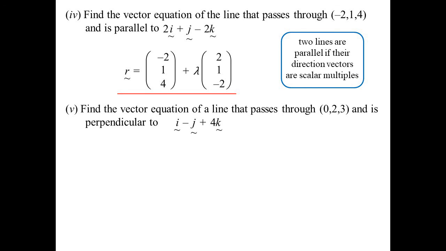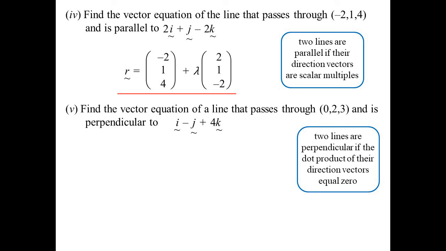What about if they're perpendicular rather than parallel? This one takes a little bit more work, but we remember 2 lines are perpendicular if their dot product is 0. So I'm going to call the direction vector I'm looking for (A, B, C). It's not as easy as simply taking the negative inverse like we do in 2 dimensions. So this dot product has to equal 0, so A - B + 4C must equal 0.